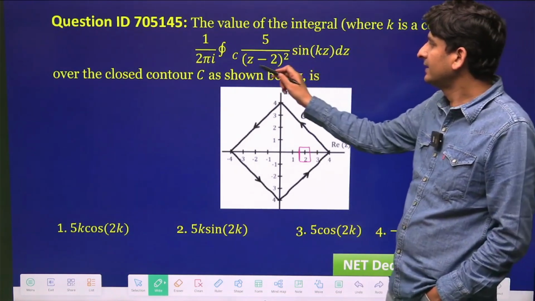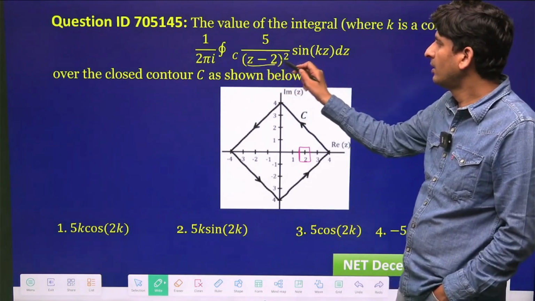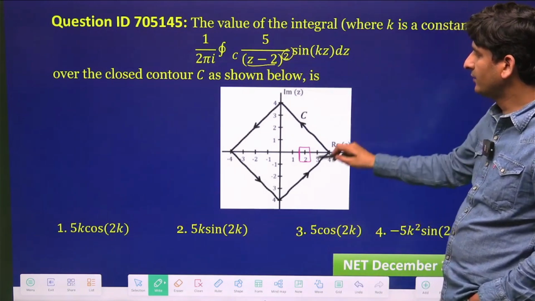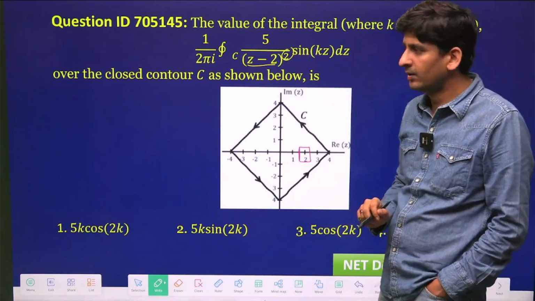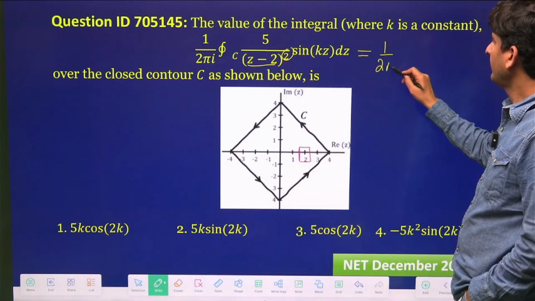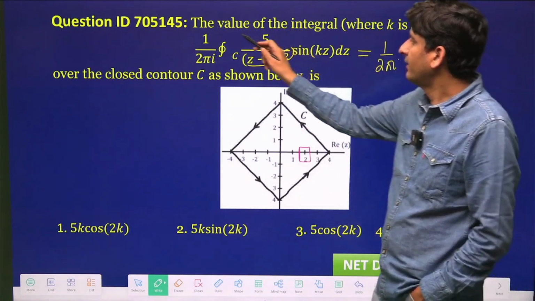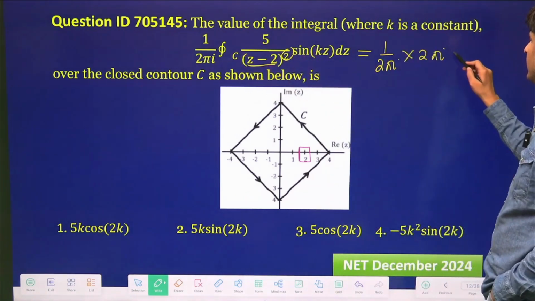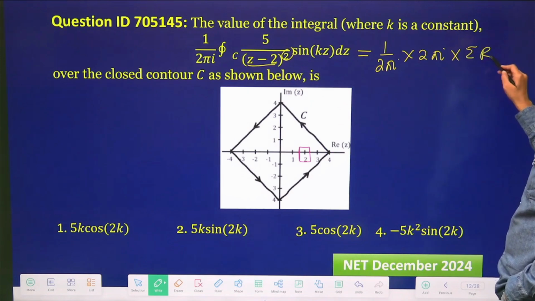So we can see here z is equal to 2 is a pole of order 2, and you can see z is equal to 2 is well inside our contour. So we have to just calculate 1 over 2 pi i times the contour integration. What is the value of this contour integration? 2 pi i into the sum of residues.